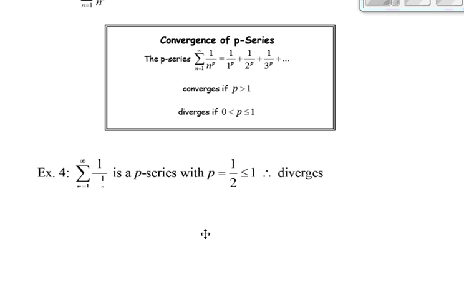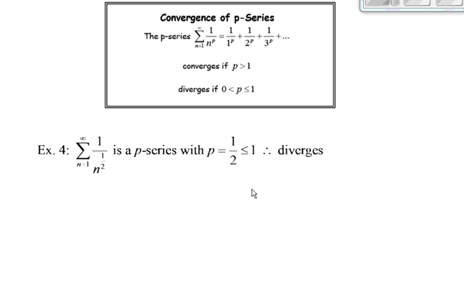For example 4, we would state that we know this is a p-series with p equaling 1/2, very similar to how we would describe a geometric series. So this is a p-series where p is equal to 1/2, which is less than or equal to 1, therefore divergent. As long as we include each of those parts, we know it's a p-series. What is p and how does it compare to 1? And then therefore we know it diverges or converges. So a lot simpler than the integral test.